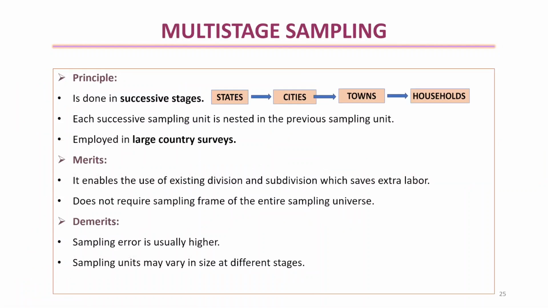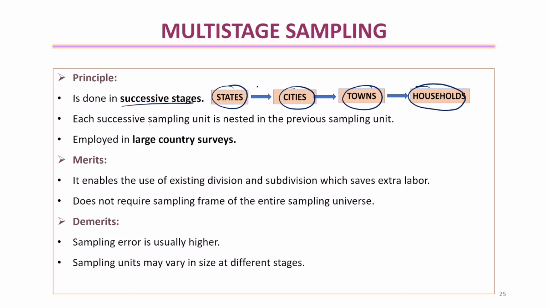So now moving on to multi-stage sampling. Many students confuse cluster sampling with multi-stage sampling. Although they look similar, there is a very important difference, which is that in multi-stage sampling, sampling happens in multiple successive stages. For example, first there are states. From the states, we select some cities. Then from the cities, we select some towns. And then from those towns, we select some households. So each unit is nested in the previous unit.